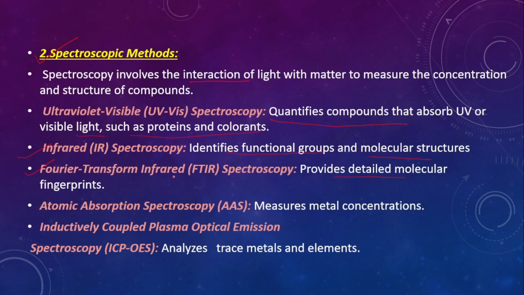Fourier transform infrared spectroscopy provides detailed molecular fingerprints. Atomic absorption spectroscopy measures metal concentrations, with detection and quantification of trace metals like iron, copper, zinc in food and beverages, and monitoring toxic elements like lead, arsenic, mercury. It is also used for quality control in food fortification processes, like iron in cereals and calcium in milk, etc.